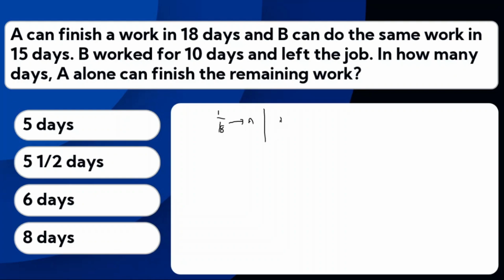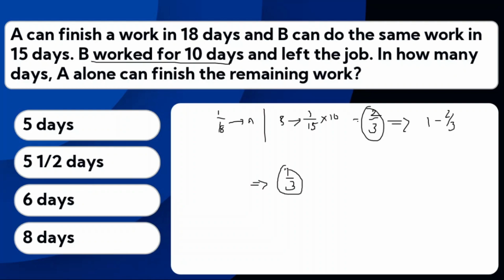And what is the work done by B per 1 day? It is 1 by 15, right? So B worked for 10 days. Per 1 day he is working 1 by 15. Per 10 days he will work 10 by 15, which is nothing but, 5 got cancelled, 2 by 3. So in 10 days B has completed 2/3 of the work. What is the work we have left with? Only 1/3. Why? Because 2/3 work completed, the remaining work will be 1 minus 2/3, right? We have left with 1/3 of the work.